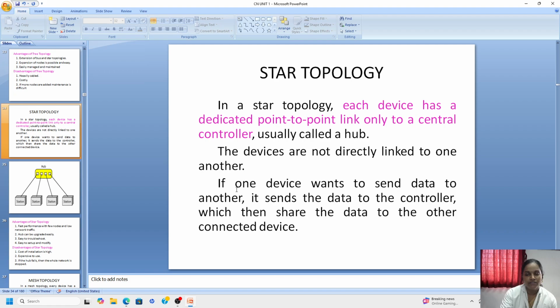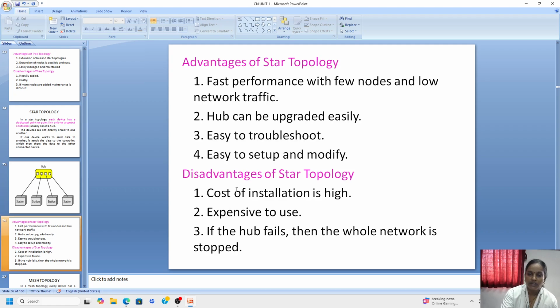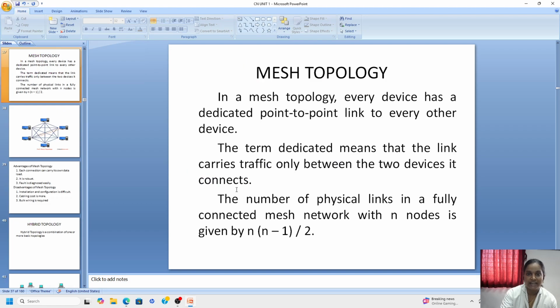The star topology has point-to-point connectivity with a hub. The hub is connected with a number of devices. The advantages are fast performance with fewer nodes, and the hub can be upgraded easily. The drawback is that the cost of installation is high, and it is expensive to use.